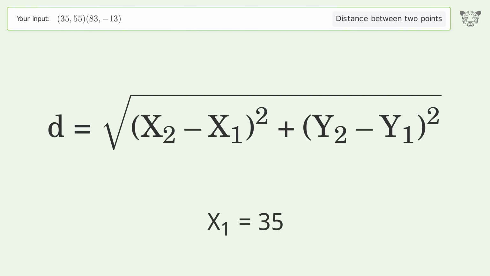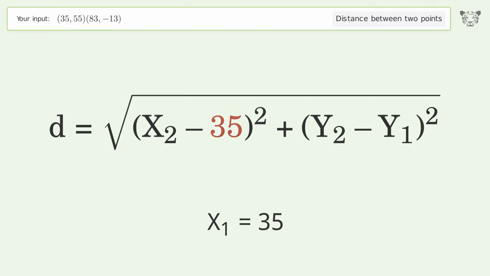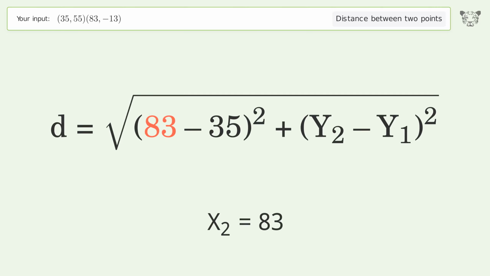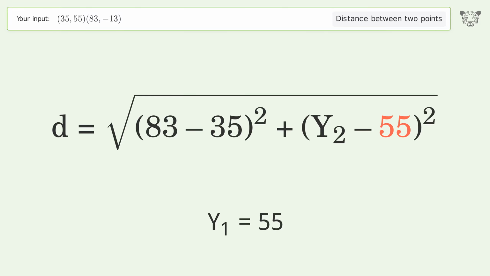x1 equals 35. x2 equals 83. y1 equals 55. y2 equals negative 13.